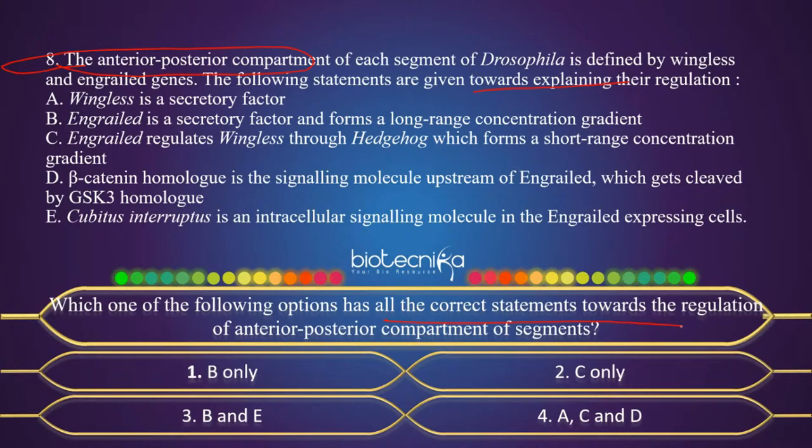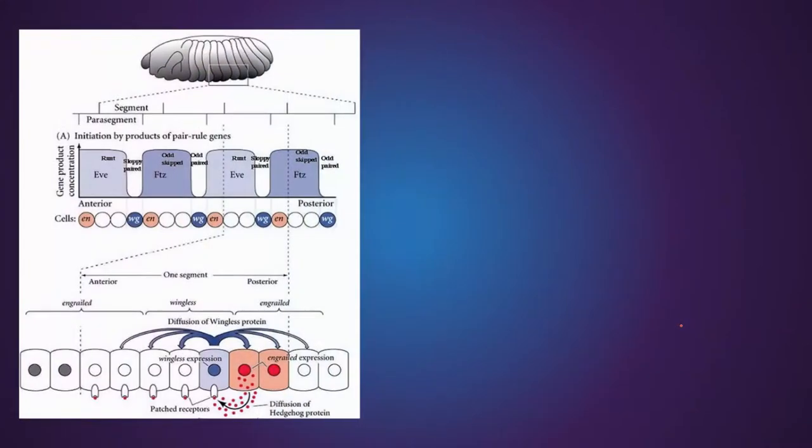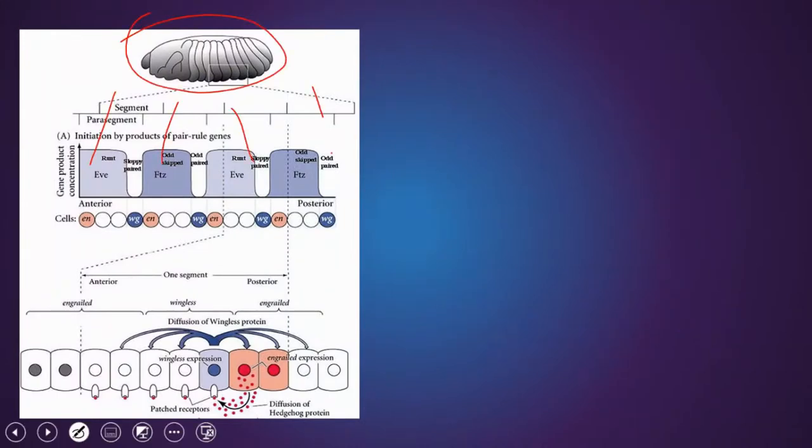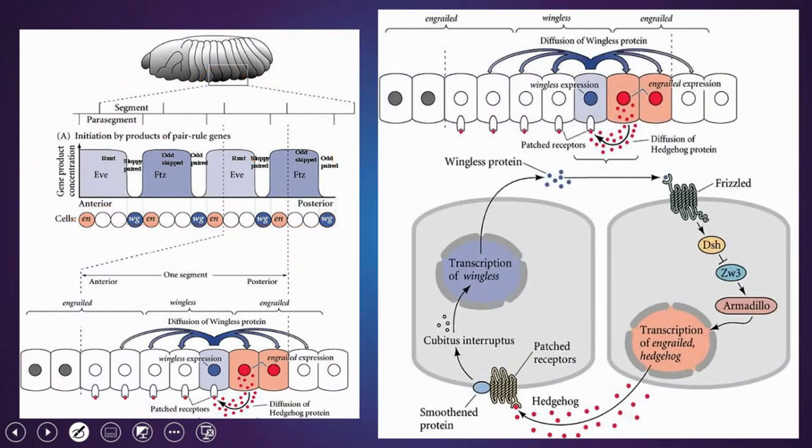So basically, in the segments in Drosophila, this is the entire Drosophila embryo. There are some segments, parasegments, which are zoomed. In these segments, these are zoomed and shown to you. So this is a bigger picture of that. Now see, this is one entire segment. In one entire segment, you can see at the last of the segment, two cells expressing a molecule called engrailed. And the cell just before that is expressing wingless. Those two cells are shown over here, the wingless expressing cell and the engrailed expressing cell.